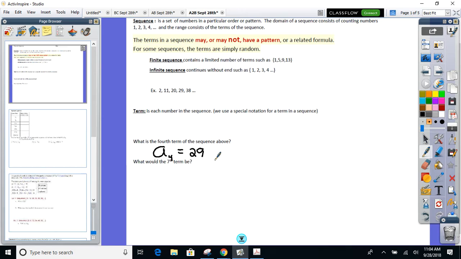Seventh term. Ooh, that's not listed, is it? But how do I write the seventh term? A with a subscript of 7 down below. This does have a pattern. Can you and your group figure it out and find me what the seventh term would be? Because I only gave you the first 5. Can you find what the pattern is? Because that's a big part of today, finding the pattern.